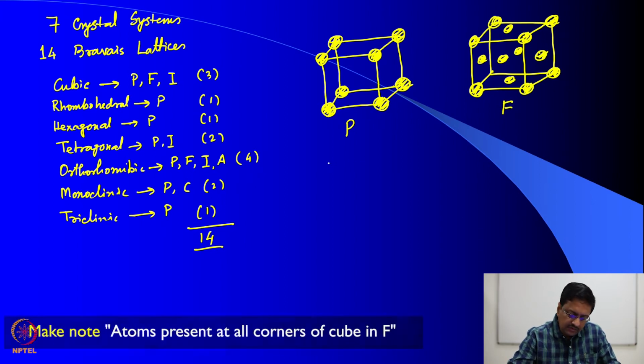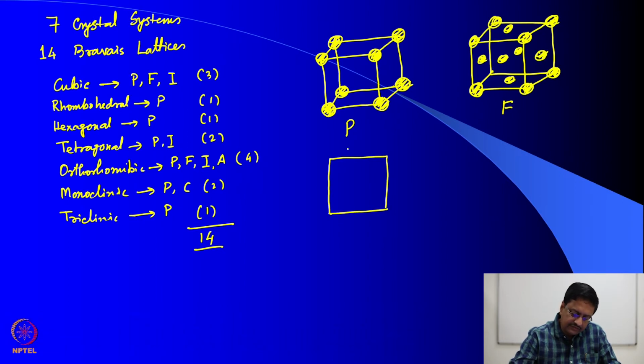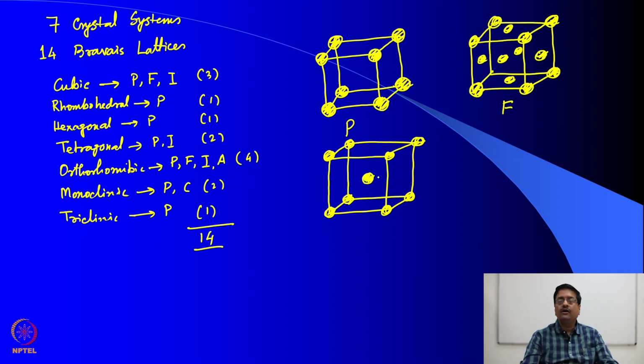And then the other possibility is a body-centered lattice, where you have atoms at 8 corners plus an atom at the center of this unit cell. Remember that when you say primitive, face-centered or body-centered, all the atoms that are related by centricity are all of the same type. So here all the atoms are of the same type. So this is the body-centered or I lattice.